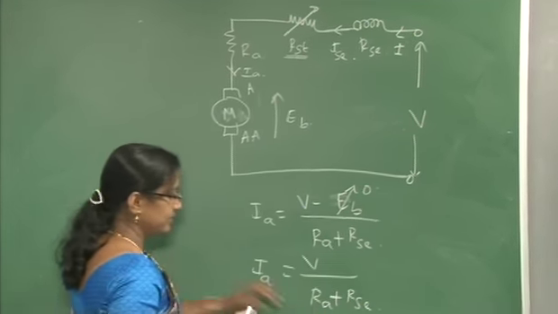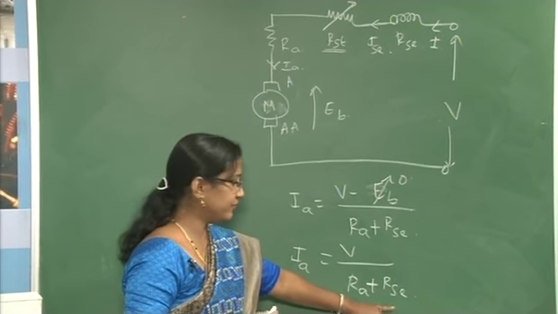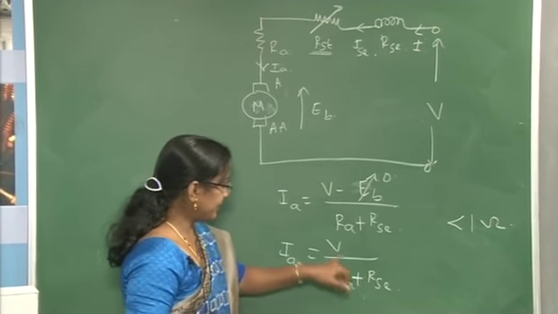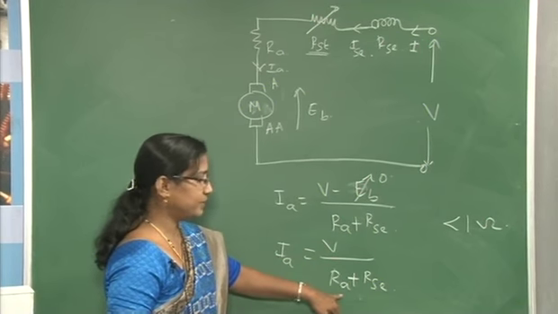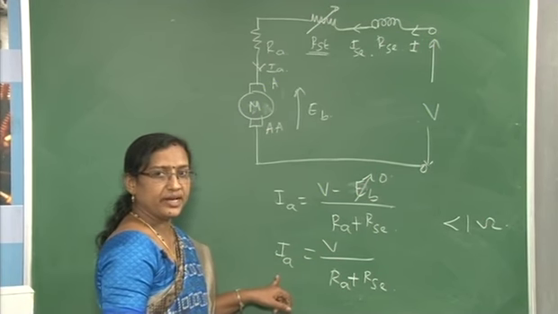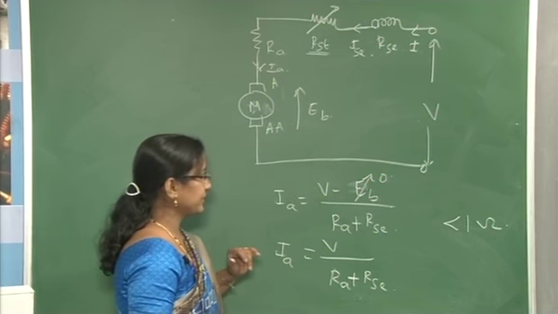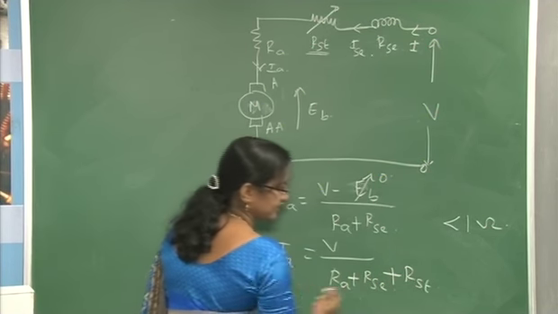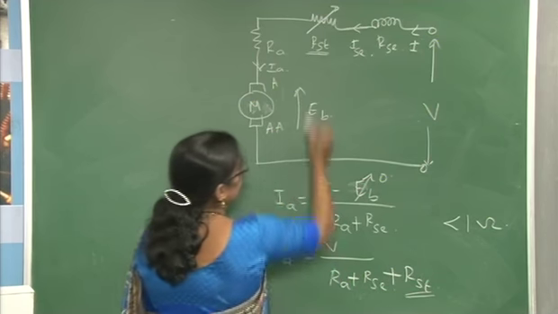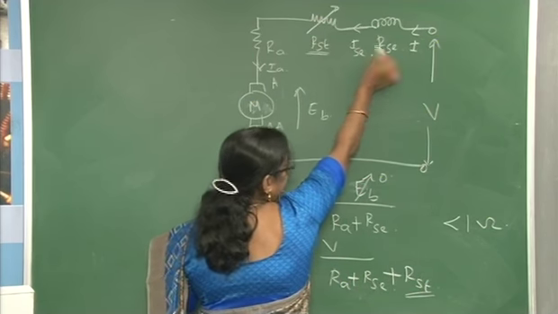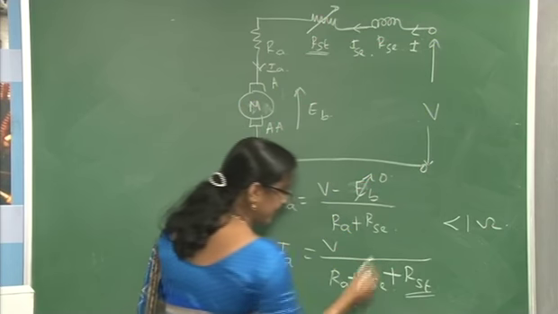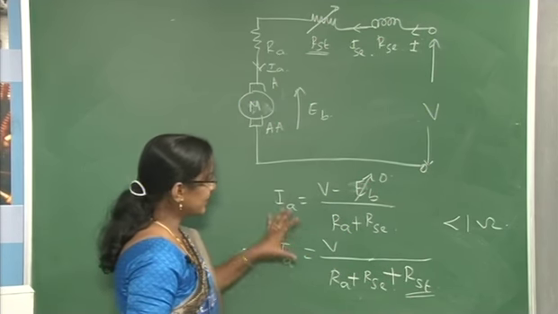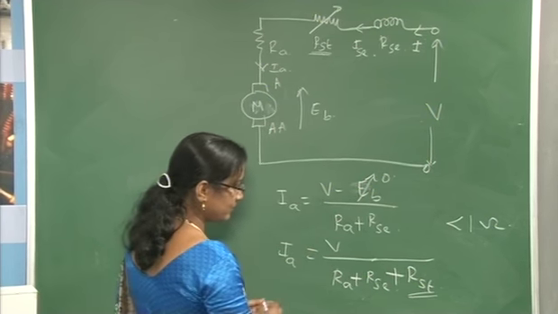We know that RA and RSC both are of very small value, less than 1 ohm. So, what will happen if it is 250 volt? 250 divided by 1, IA will be 250 ampere. So, that is why we add a series resistance, that is the starter resistance, in series with this RA and RSC. What will happen now? As this RST increases, the IA decreases. This is how we protect the series motor.